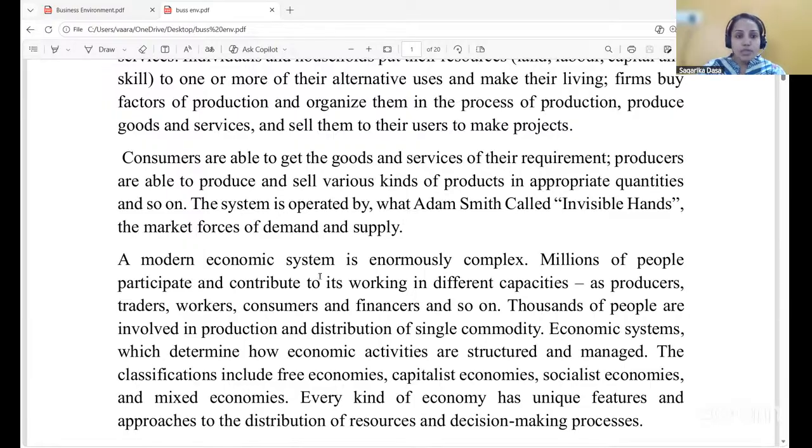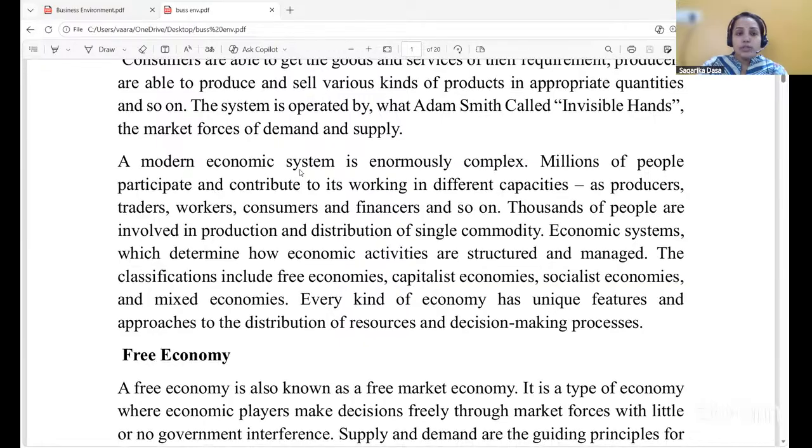The system is operated by what Adam Smith called the invisible hand, the market forces of demand and supply. When we talk about demand and supply, based on how the demand is increasing, the supply of products, goods and services must be made into the market. And who operates these demand and supply fluctuations is very difficult to say because it runs in invisible hands. We can't see a particular person or institution who changes these demand and supply conditions. Hence, Adam Smith called this the invisible hand.